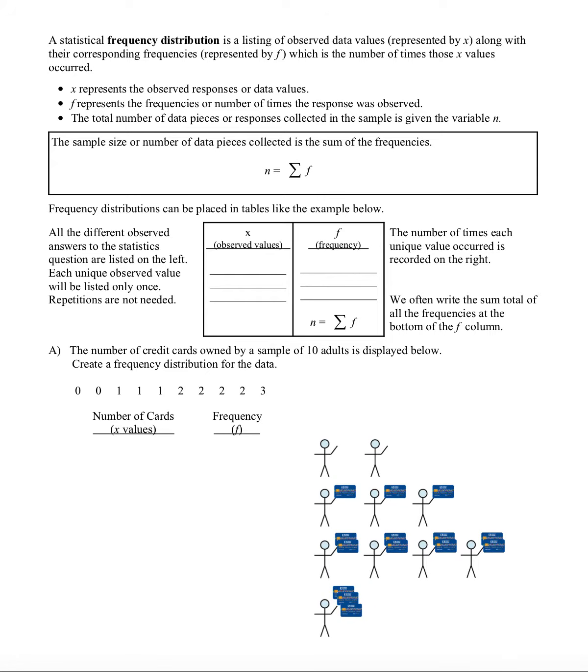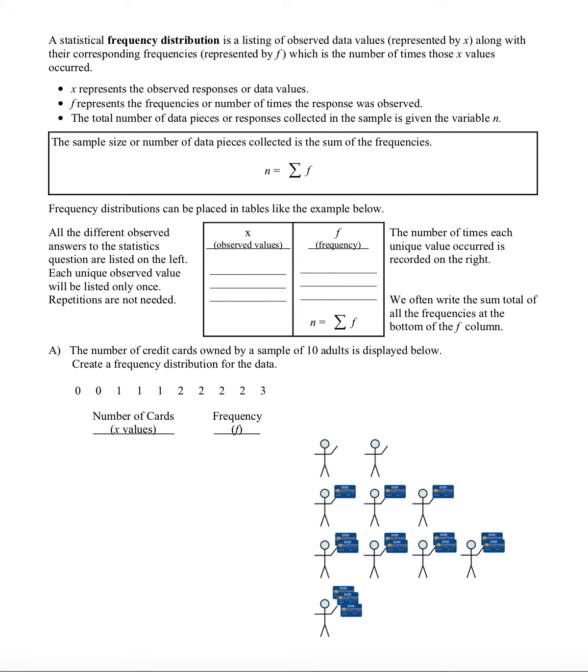In a frequency distribution, we'll make a listing of observed data values on the left, that's the X column, and we'll put their corresponding frequencies, represented by F, on the right column. That represents the number of times the X values had occurred. Pictured below is a sample of 10 adults, and they were asked a statistics question. The question was, how many credit cards do you own?